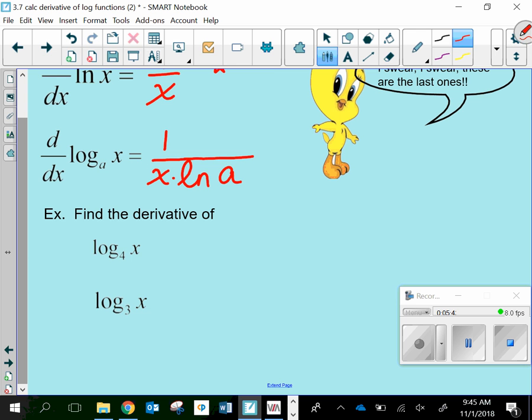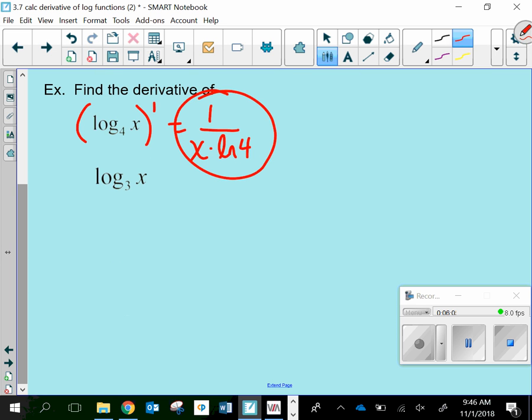All right, so log base 4 of x, derivative. Okay, we're just going to use the formula. 1 over x times ln of what? 4. Done. It's very simple. It's just applying a base form log. Yes, Elena. Okay. All right. What's this one? Very simple. 1 over x times ln of 3. Okay.